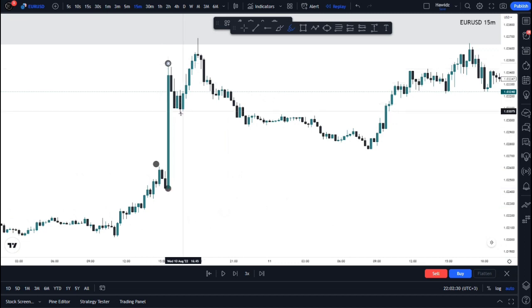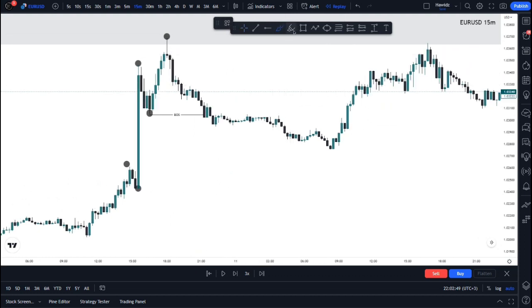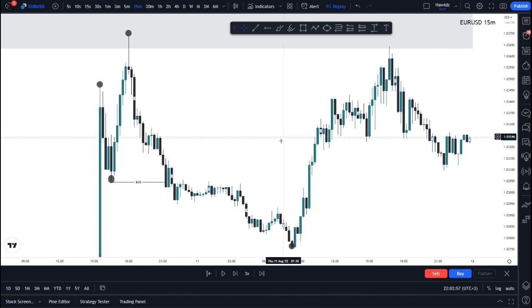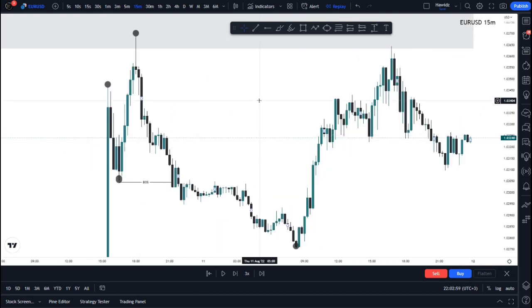High, higher low, high, higher low, high, right? And from there, look at what price does. Price comes down and then takes out this previous higher low to form a new lower low, right? Since the lower low has now been formed, we understand that price has overall shifted bearish, which is exactly what we wanted to see from this area here.